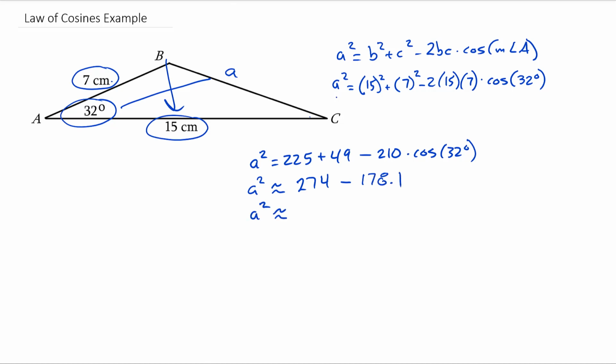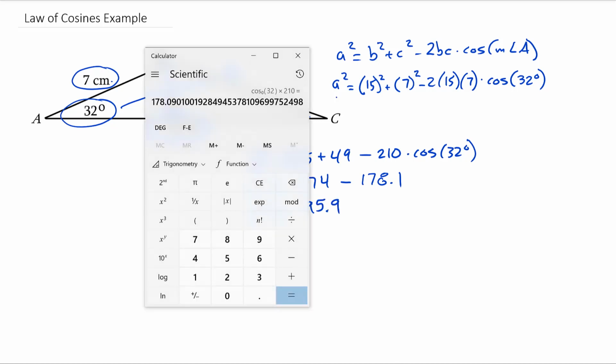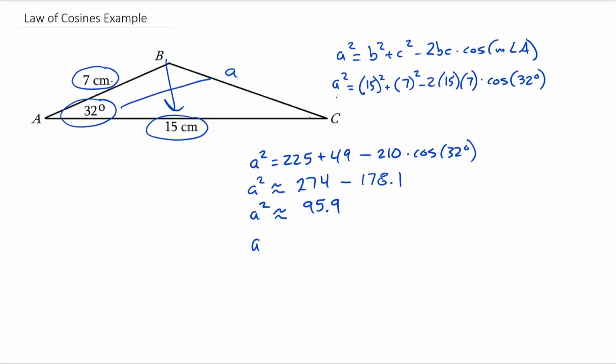So then a squared is approximately 95.9. And we're going to take the square root of that. So about 9.79 centimeters. So we'll add that to our original triangle.